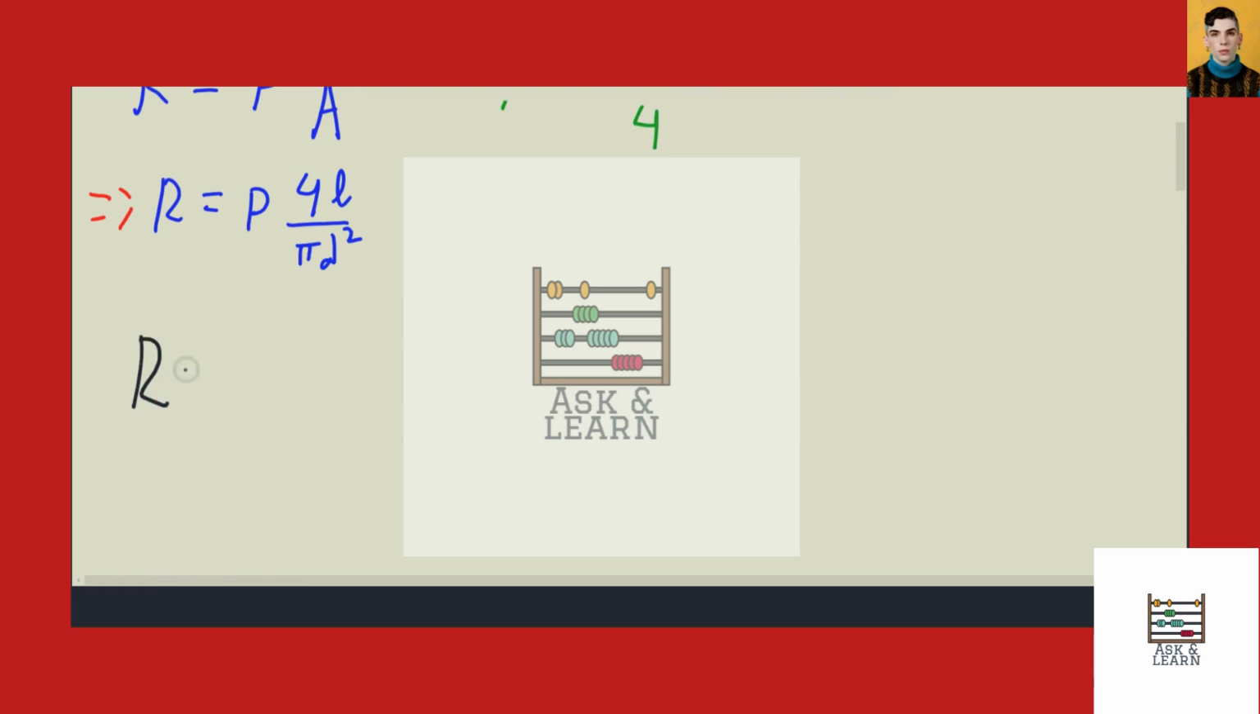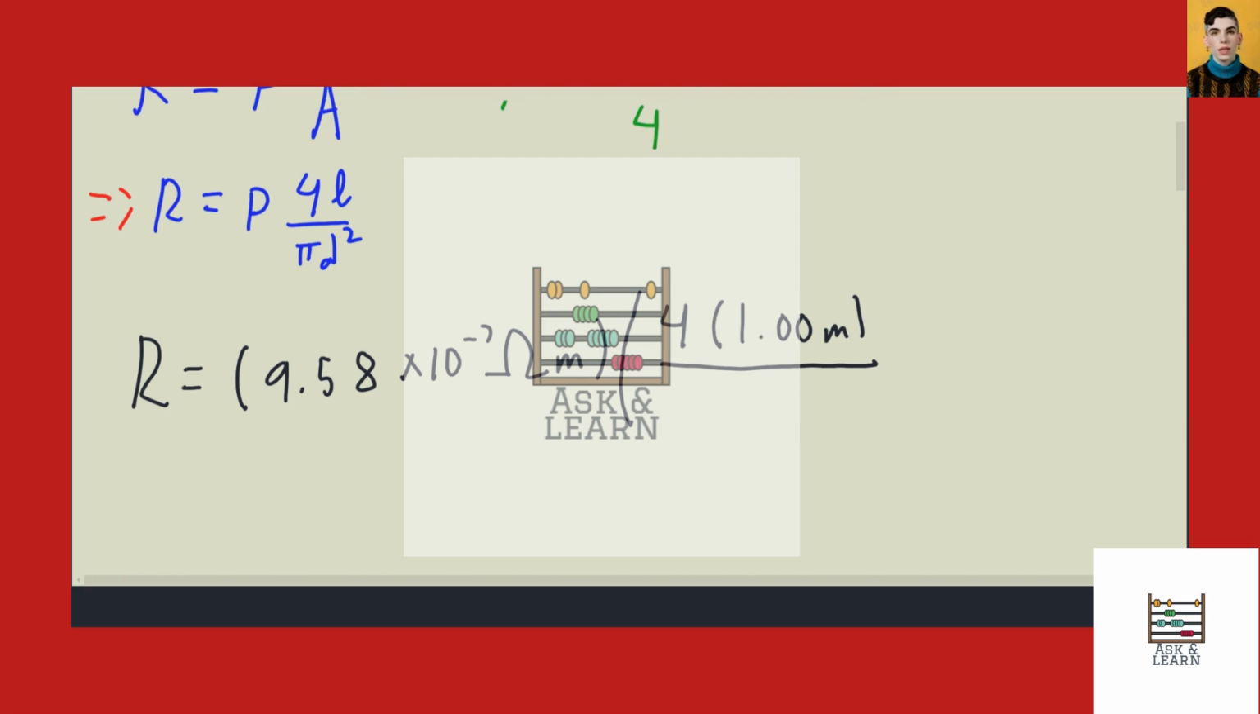So now we can calculate this resistance by plugging in rho, and then we plug in L, then divided by pi times d squared. And so we'll get a resistance of 1.22 ohms.